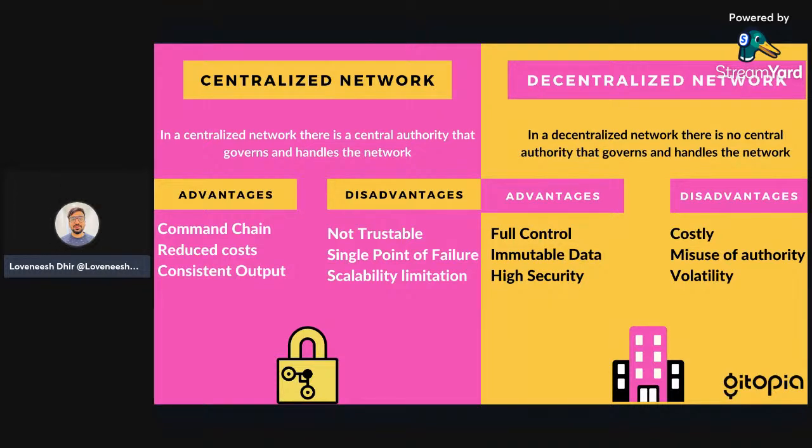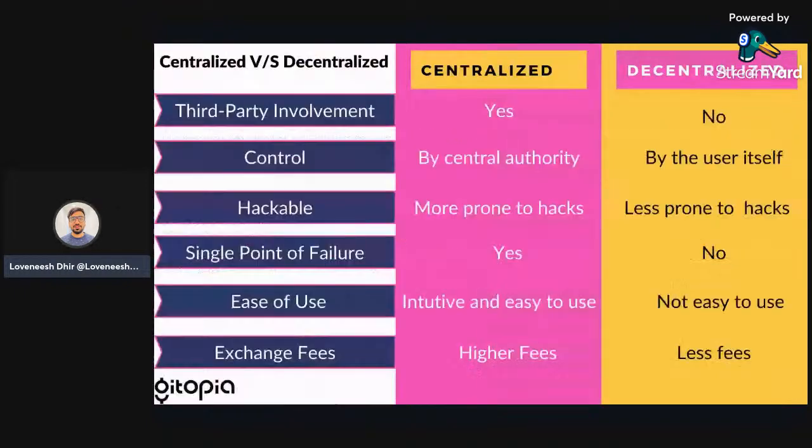And the third disadvantage is volatility. Decentralized networks run on a token based economy that we have discussed earlier as well. This is done with the help of cryptocurrencies, which are volatile in nature, and their prices fluctuate a lot. But there are some stable coins as well, so it depends. Okay, so let's move forward.